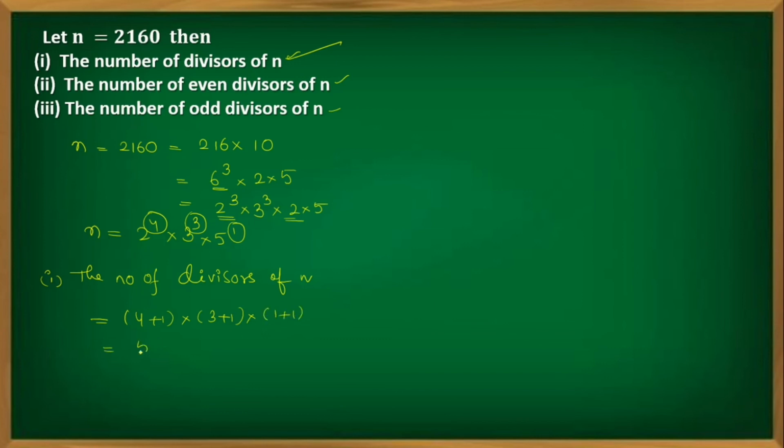So which is equal to 5 into 4 into 2, which is equal to 5 4 is a 20, 2 2s are 40, right? So the number of divisors of n is how much? 40. Now let's see the second question.